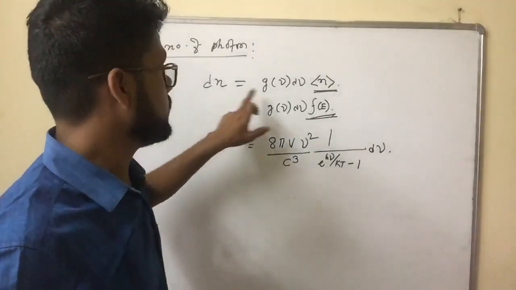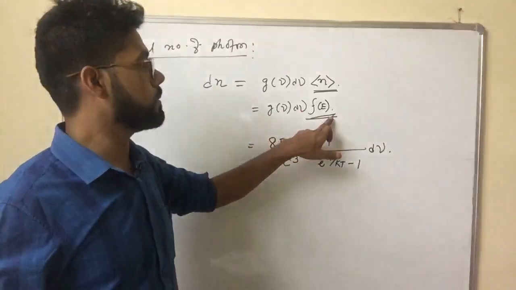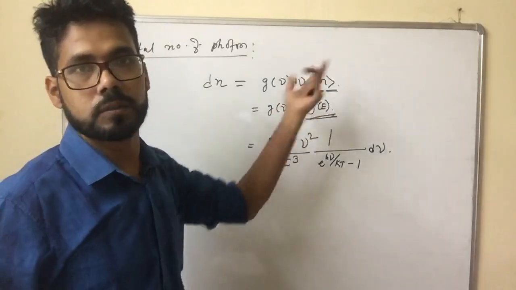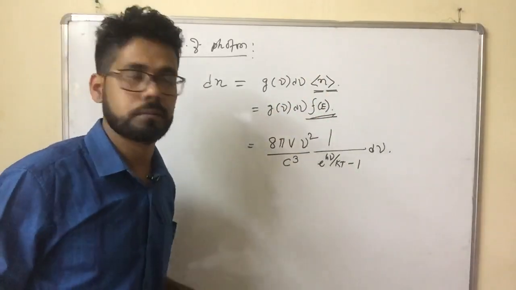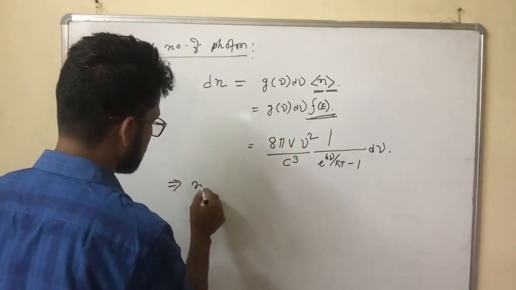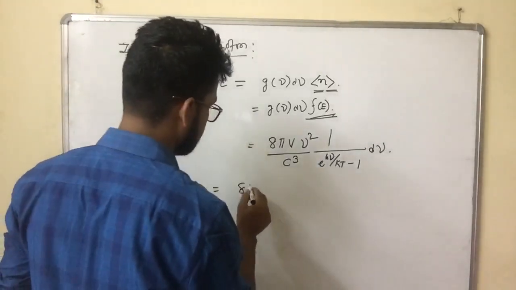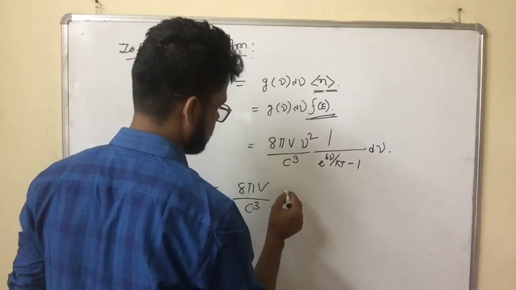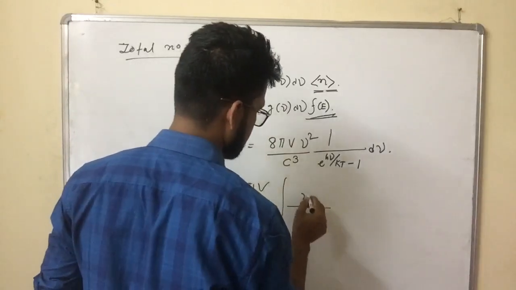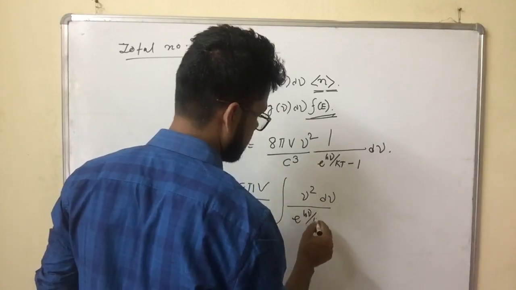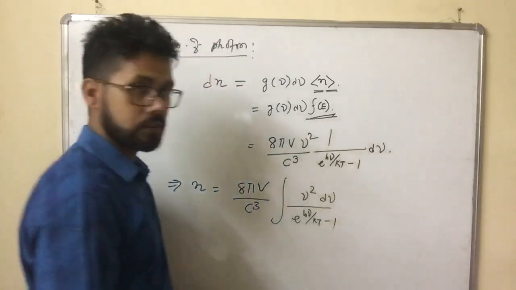dN, the number of particles, is the density of states into the Fermi function or average number, whatever you like. If you multiply the average number with the density of states, you will get the total number of particles. So now if we integrate to get the total number of particles, we get 8 pi over c cubed, integral of nu squared d nu over e to the power h nu by kT minus 1. Is it okay?